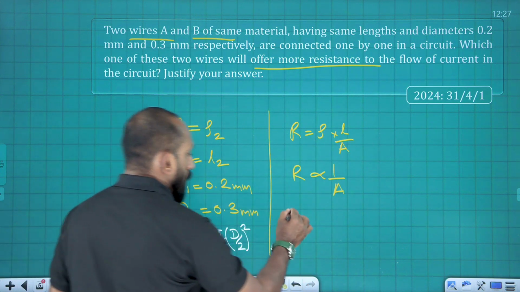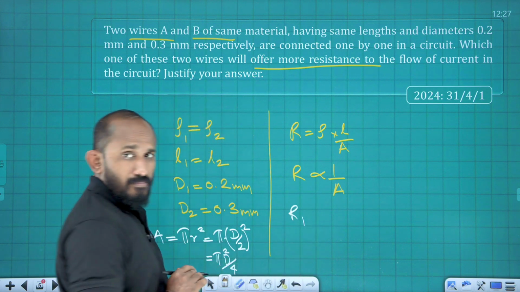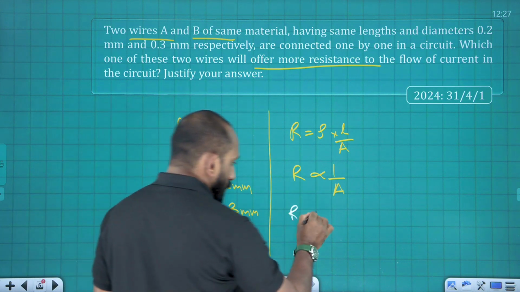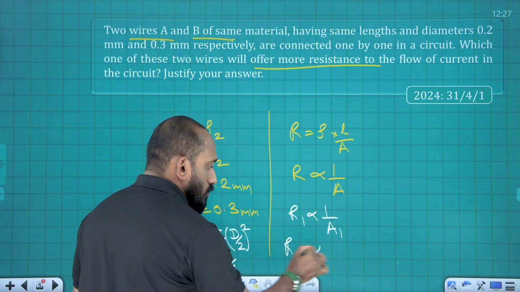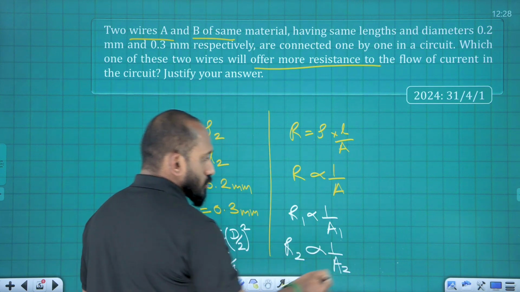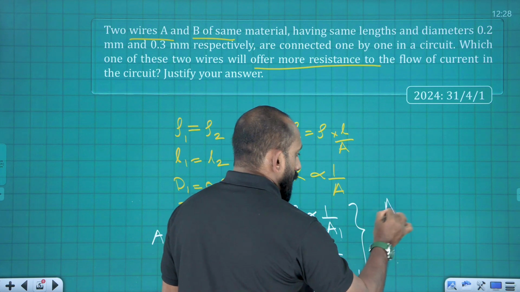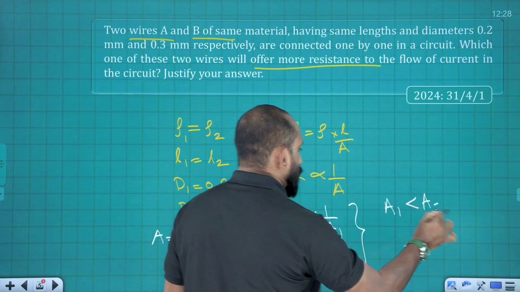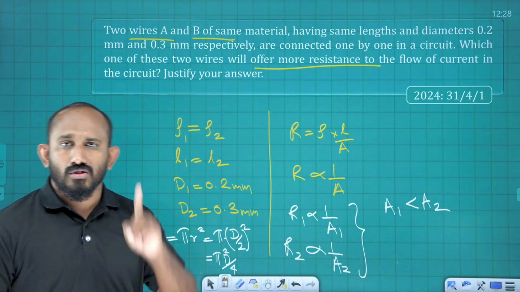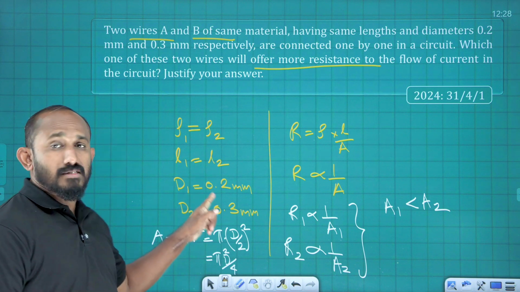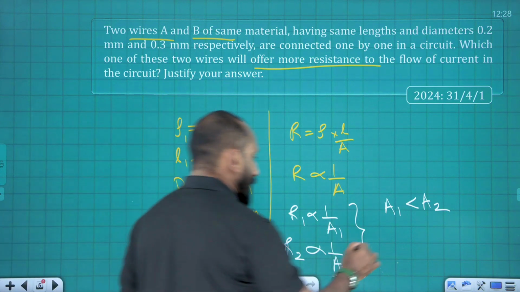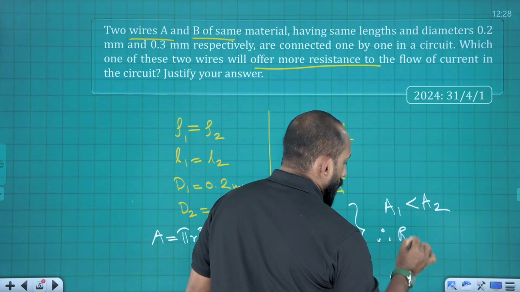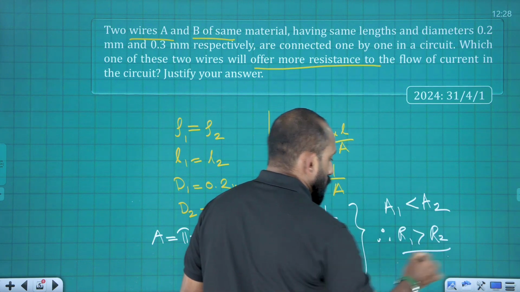So, we can say R1 is proportional to 1 by A1 and R2 is proportional to 1 by A2. Then we know that A1 is less than A2. The area of cross-section of the first wire is less because it has less diameter. So, if A1 is less, then R1 is greater. Therefore, R1 is greater than R2.